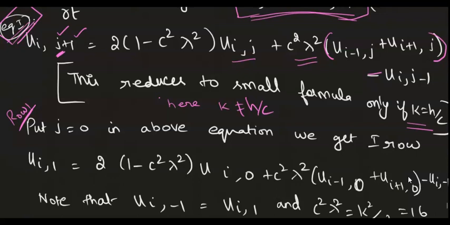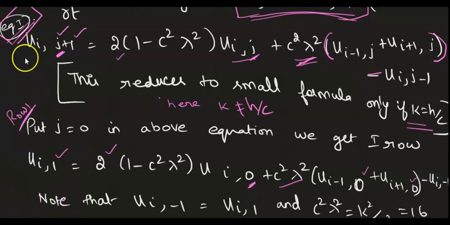So if I put j equal to 0, what will I get? U i comma 1 is equal to 2, which I have written as it is, into 1 minus c square lambda square u i comma 0, plus c square lambda square, written as it is, into u i minus 1 comma 0, because in this place we have j. So this is j, this is also j.